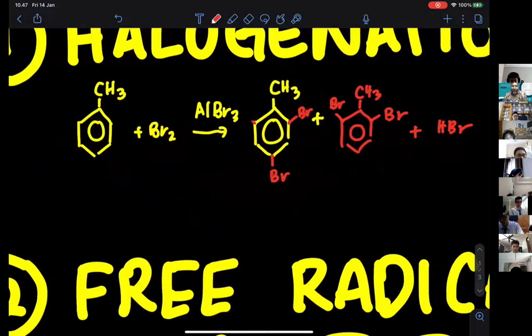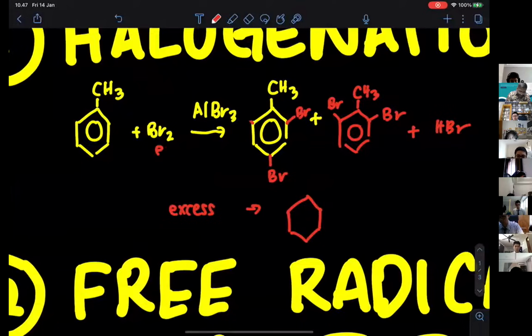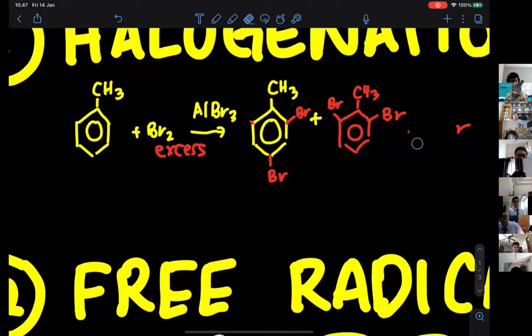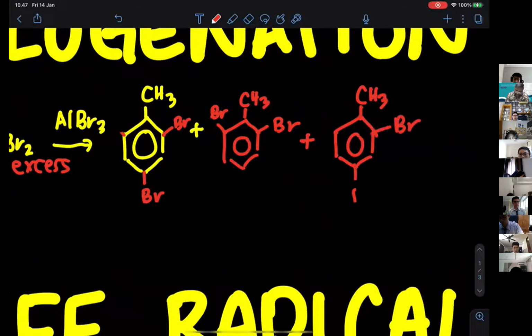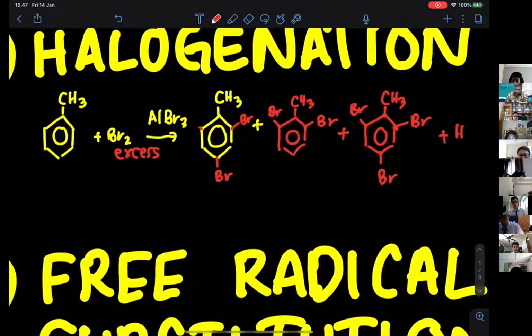But here, if Br2 is in excess, what are you going to get? I think I made a mistake. This is the one in excess. So if it is in excess, you are going to have one more: CH3, Br here, Br over here, and Br over here. This is what you get if you have excess.